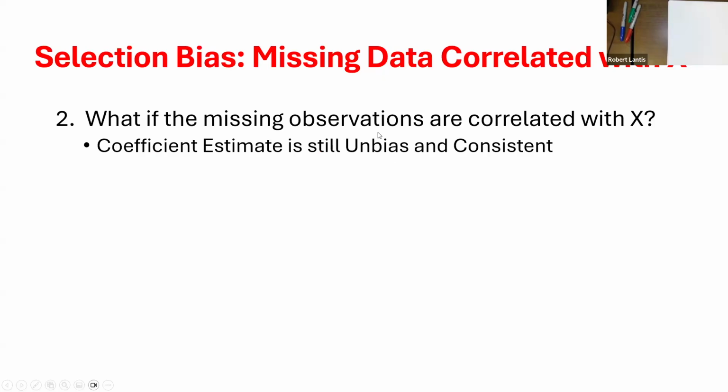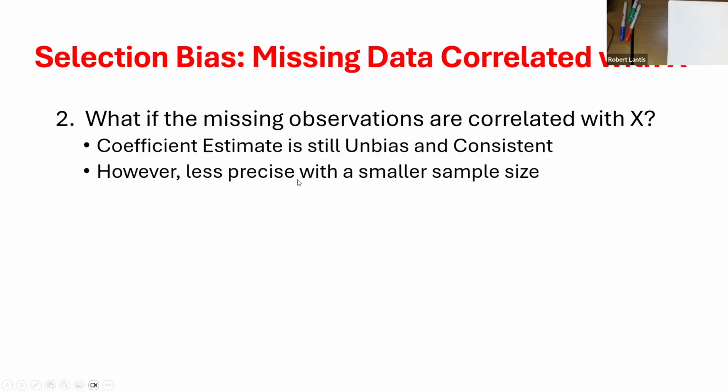is we would still end up with an unbiased estimator, right? It's just that now we're going to have a smaller sample size. We would still have lower statistical significance, so less precise, because we have a smaller sample. It's the same idea, right? So what this would look like, if the reason we're missing data is correlated with X, we'll do the same thought experiment. Here's X, here's Y, here's all of the population data.